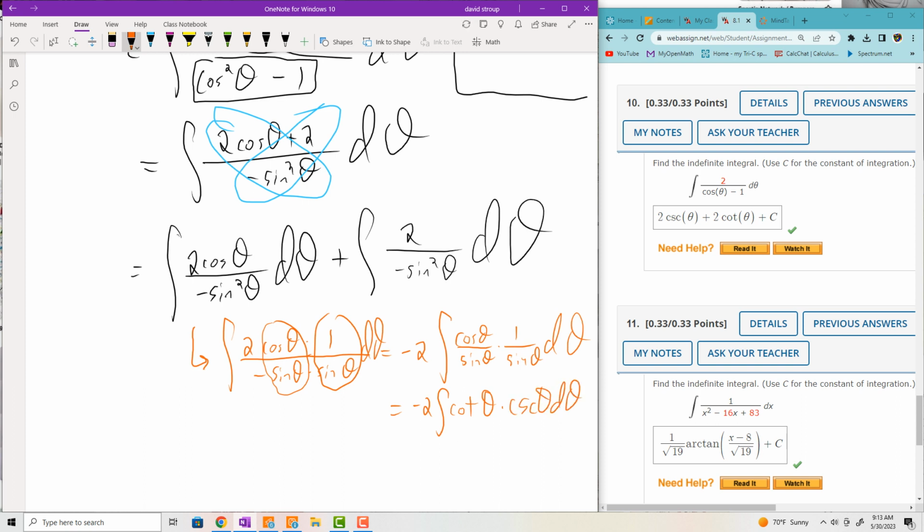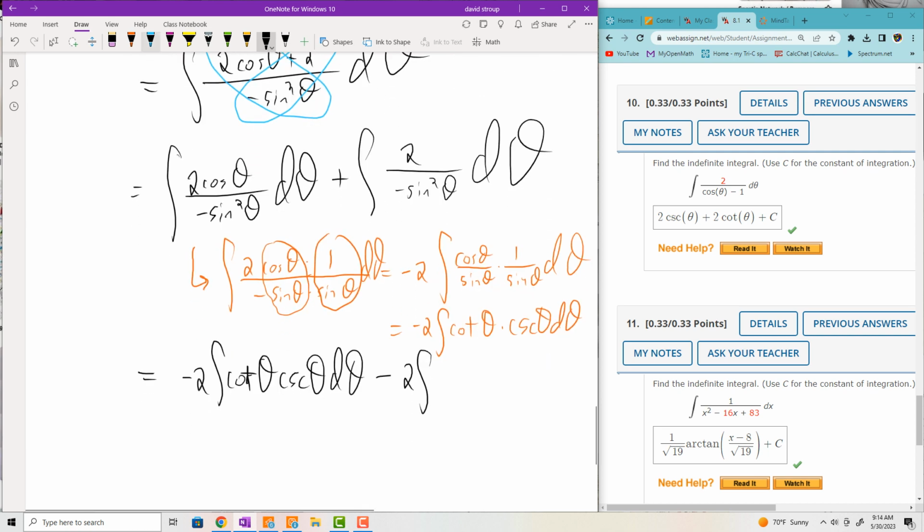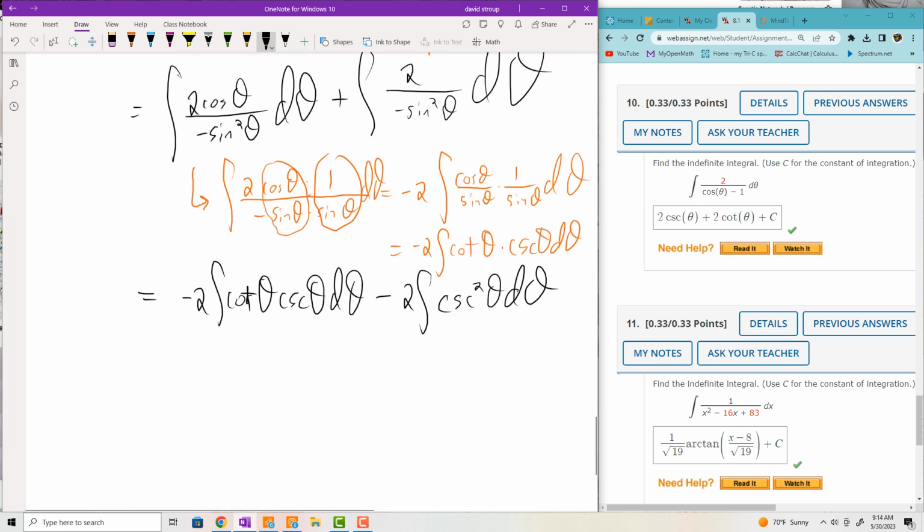Okay, so that first integral, just doing a little bit of trig, is going to be negative 2 integral cotan theta cosecant theta d theta. And then the second integral, you can also pull out a negative 2, and you get the integral of, well, what the heck is 1 over sine? 1 over sine squared in particular. That's just going to be cosecant squared. So you'll have in the integral cosecant squared. And these are elementary integrals that you should have memorized.